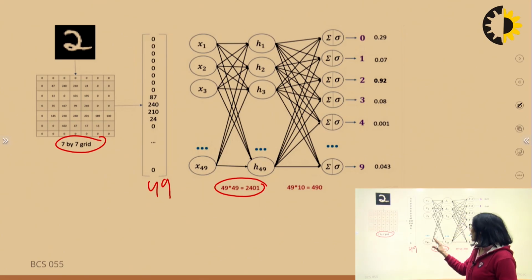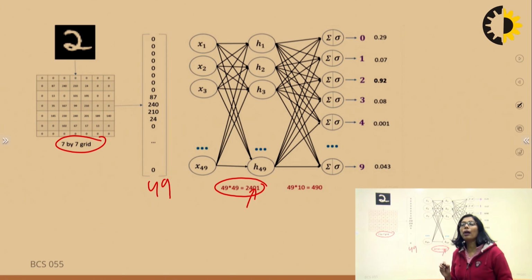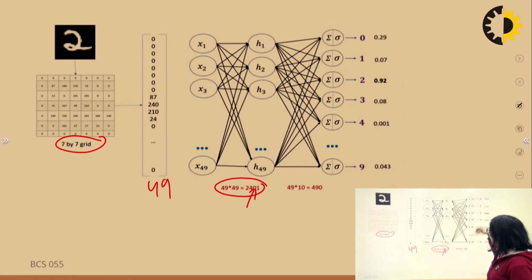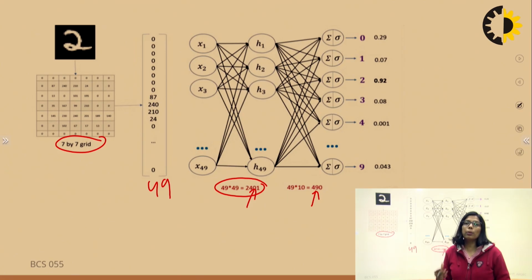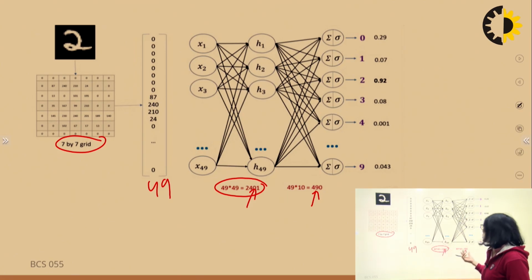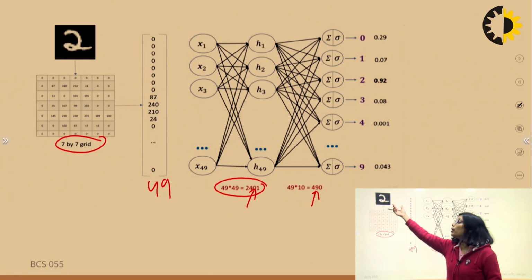So to train this model, I have to find out the values of these 2401 parameters. Similarly, in this area, I will have to find out the values of 490 weights. So weights or parameters are the same. So I have to find out the values of 490. Now this is a very huge number of parameters for identifying such a small number 2.